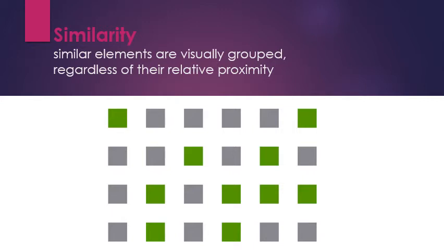We're grouping all of the gray squares together as one item and all the green squares together as one item, even though they're randomly scattered about the grid, whether they're super far apart from each other. Our brain is still just grouping them into 2 separate groups because those are the groups with similar properties, right? Gray versus green. So that's what this principle is all about.